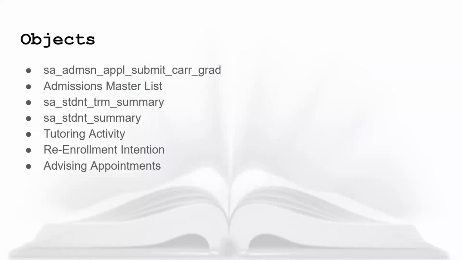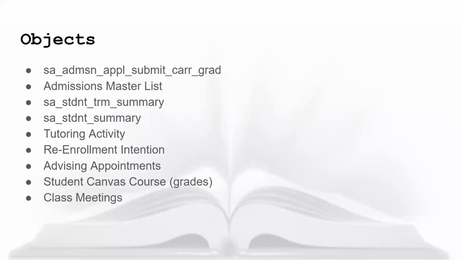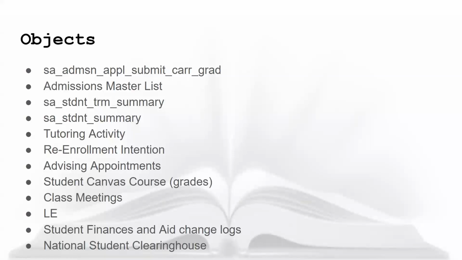We're doing kind of a record of student and advising appointments, student Canvas course rather than PeopleSoft class. The main reason we're building this is because we can get the PeopleSoft course grade now with Canvas Data 2, and we want to persist a history of that. Class meeting patterns, lots of stuff happening for the learning enterprise data. It's been long ongoing. Student finances, student financial aid, change logs on those. And eventually I'll get back to the clearinghouse data, I'm sure.